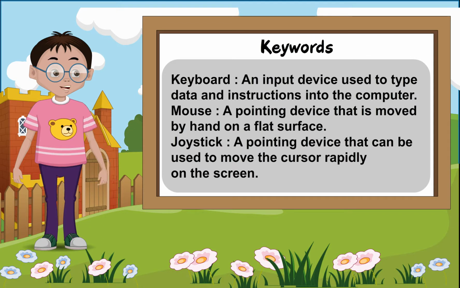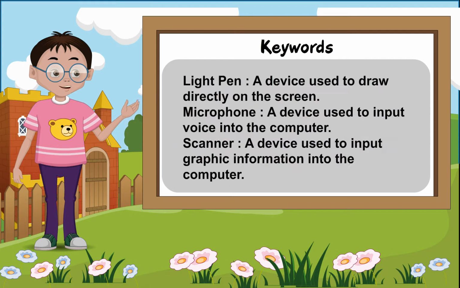Keywords. Keyboard: an input device used to type data and instructions into the computer. Mouse: a pointing device that is moved by hand on a flat surface. Joystick: a pointing device that can be used to move the cursor rapidly on the screen. Light pen: a device used to draw directly on the screen. Microphone: a device used to input voice into the computer. Scanner: a device used to input graphic information into the computer.